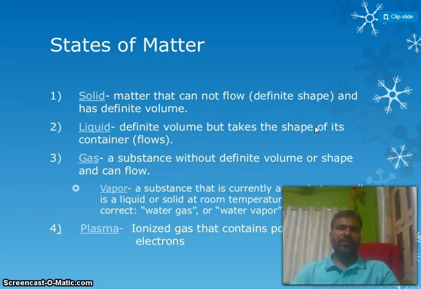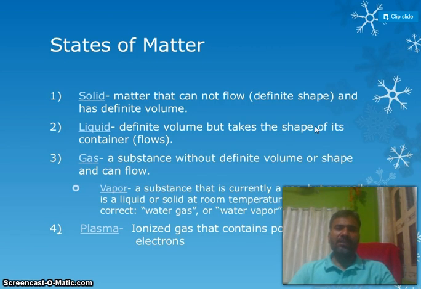States of matter. Solid: matter that has definite shape and has definite volume. Liquid: definite volume but takes the shape of its container, meaning it flows. Gas: a substance without definite volume or shape, and can flow.